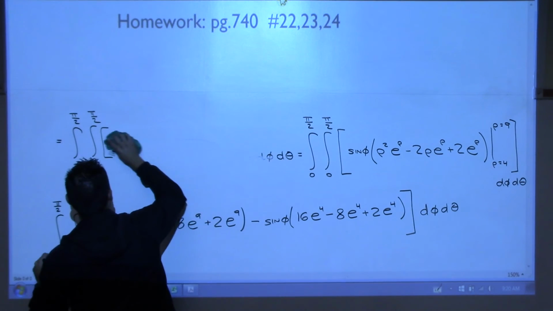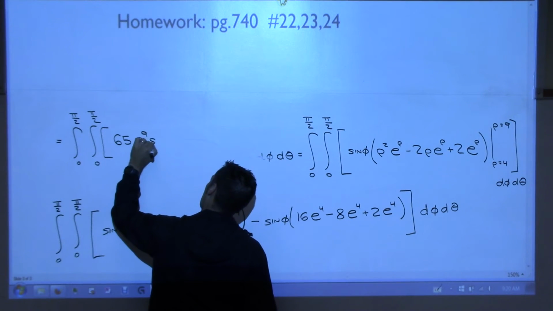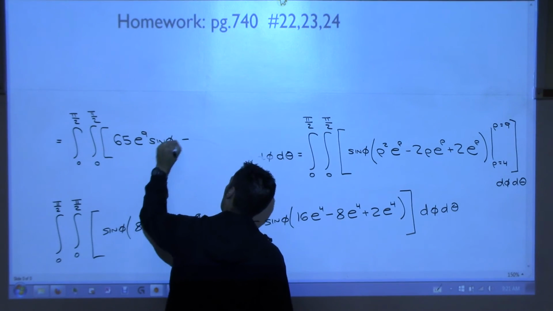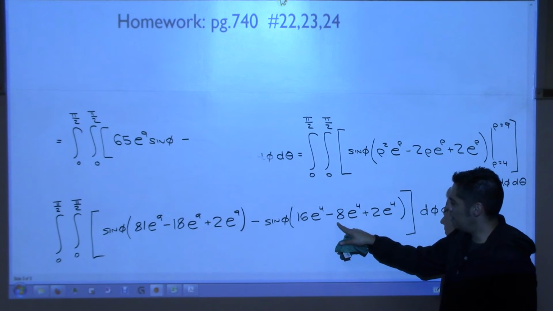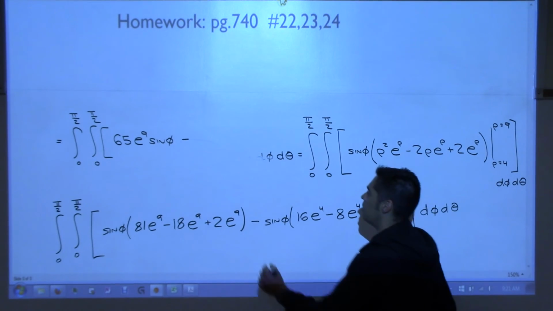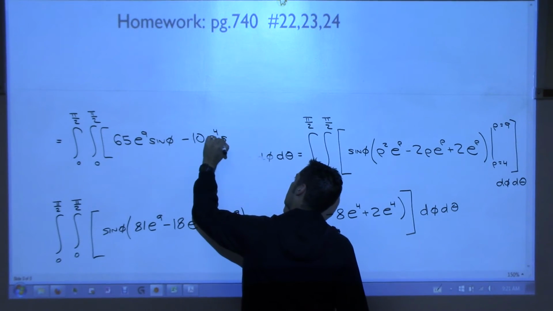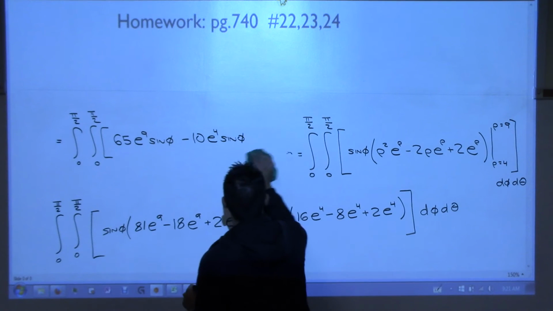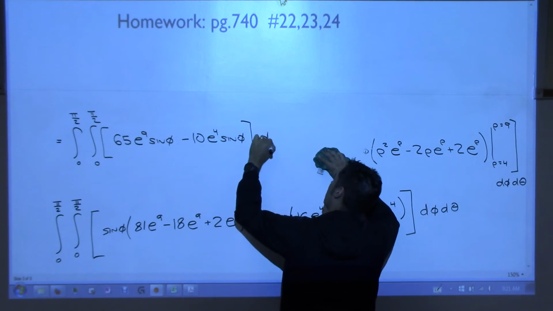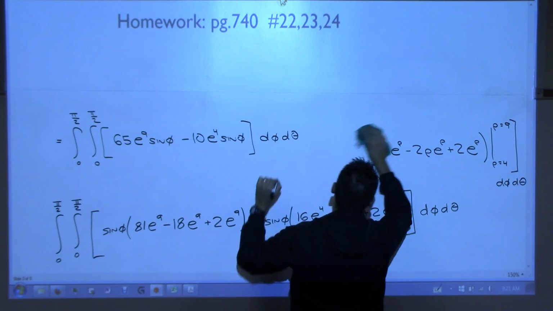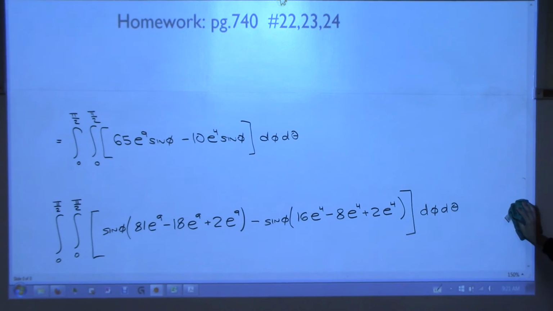So we get 65 e to the 9th. I'm going to write it this way. 65 e to the 9th sine phi minus over here, you get 16 of these minus 8. That's 8 of them plus 2 is 10 of them. So 10 e to the 4th, 10 e to the 4th sine phi, like that. And then d phi d theta. All right, that looks okay.